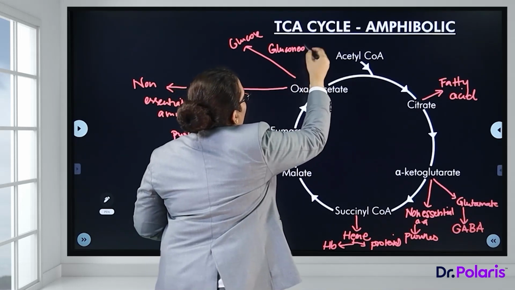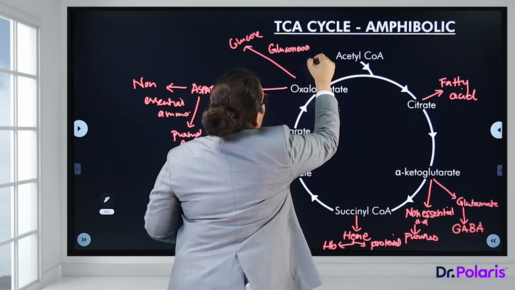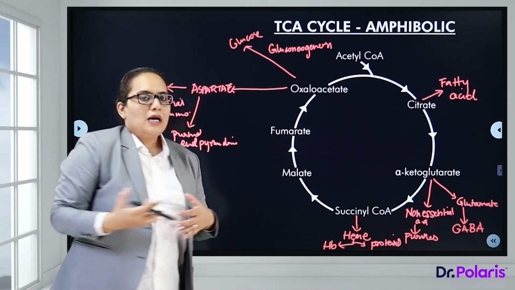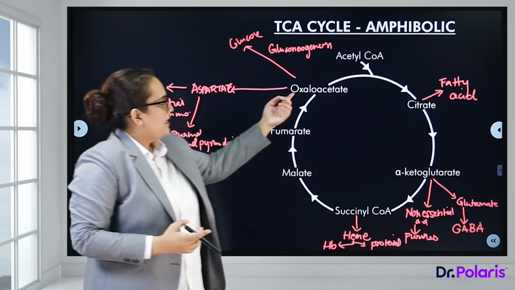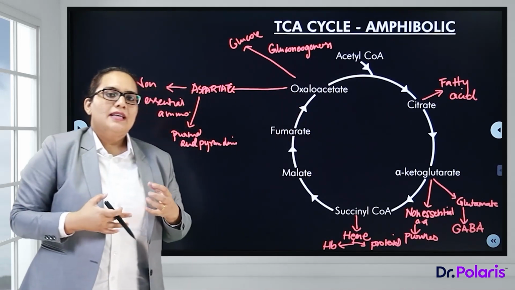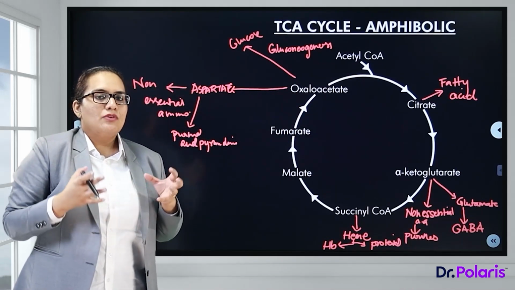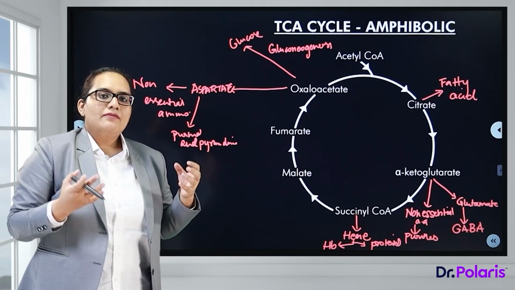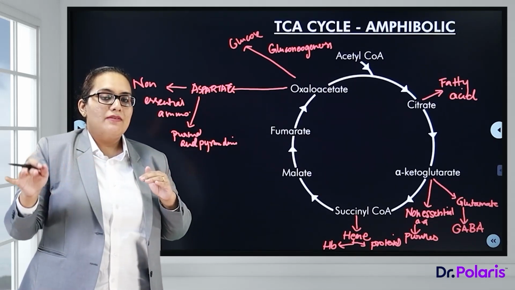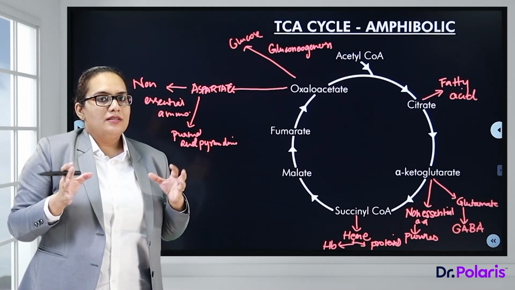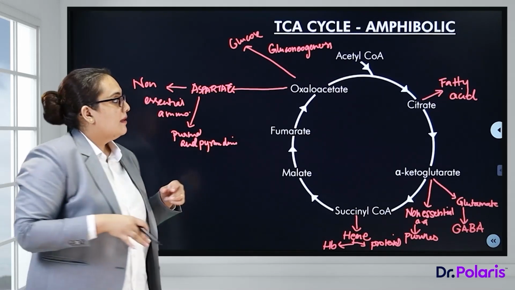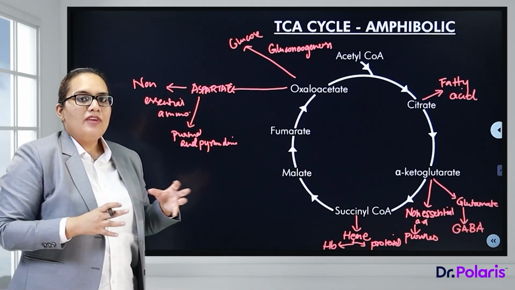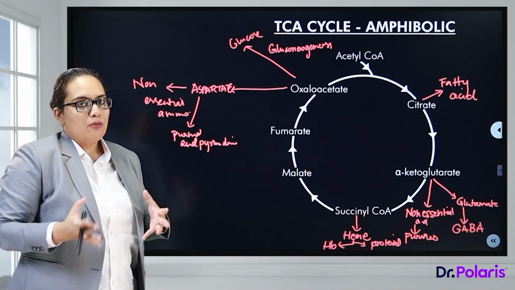Gluconeogenesis is a biochemical reaction where there is formation of new glucose from a non-carbohydrate source. This is one of the reactions where oxaloacetate can undergo a series of reactions to form glucose, so that new glucose is formed into the blood, which can help maintain the blood glucose level, especially when the glycogen reserves of the body are depleted. So these are all the ways through which the intermediates can form various other important compounds in the body.